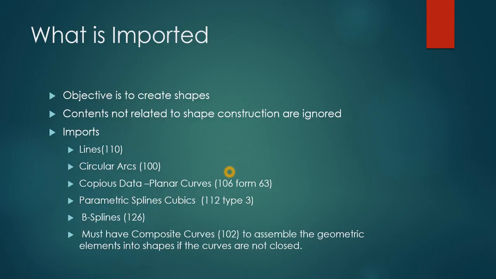B-splines, which is a 126. It's non-uniform rational B-splines. Everything in Compact Sections is a NURB, a non-uniform rational B-spline. And finally, it must have a composite curve, which is a 102, and that's what Compact Sections needs to know to assemble the various components, the lines and circular arcs, into a shape.